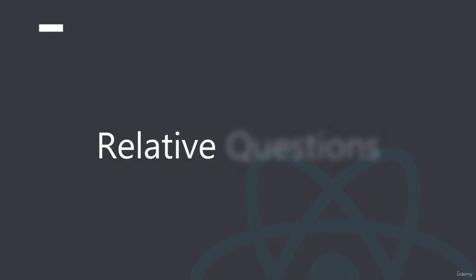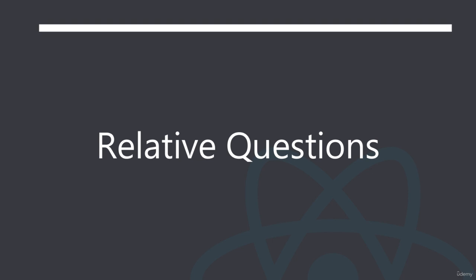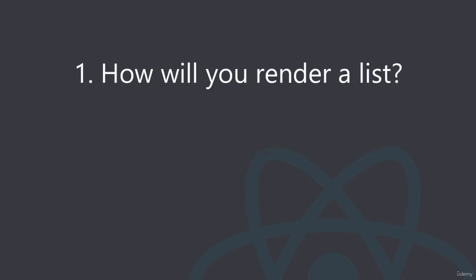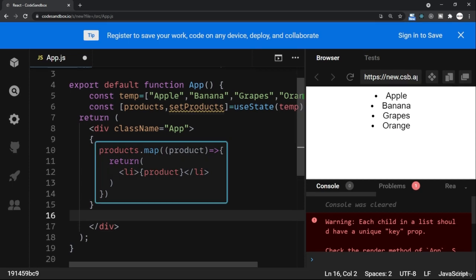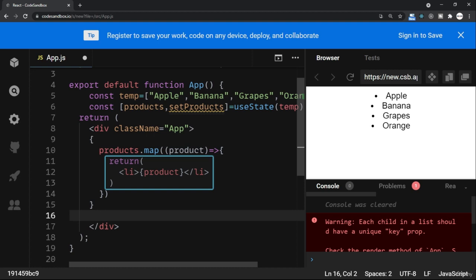At the moment, let's talk about a few related questions to this topic. The first question is, how will you render a list? Or in a different way, you ask how to render a collection of values. So this is how we do it. We already have this map method. We take the collection name, the array name that is, and then we apply the map method. Every item is going to be part of that map loop. And here, that individual item we process inside the JSX which we return. So this is a way to render the collection items, the list items.